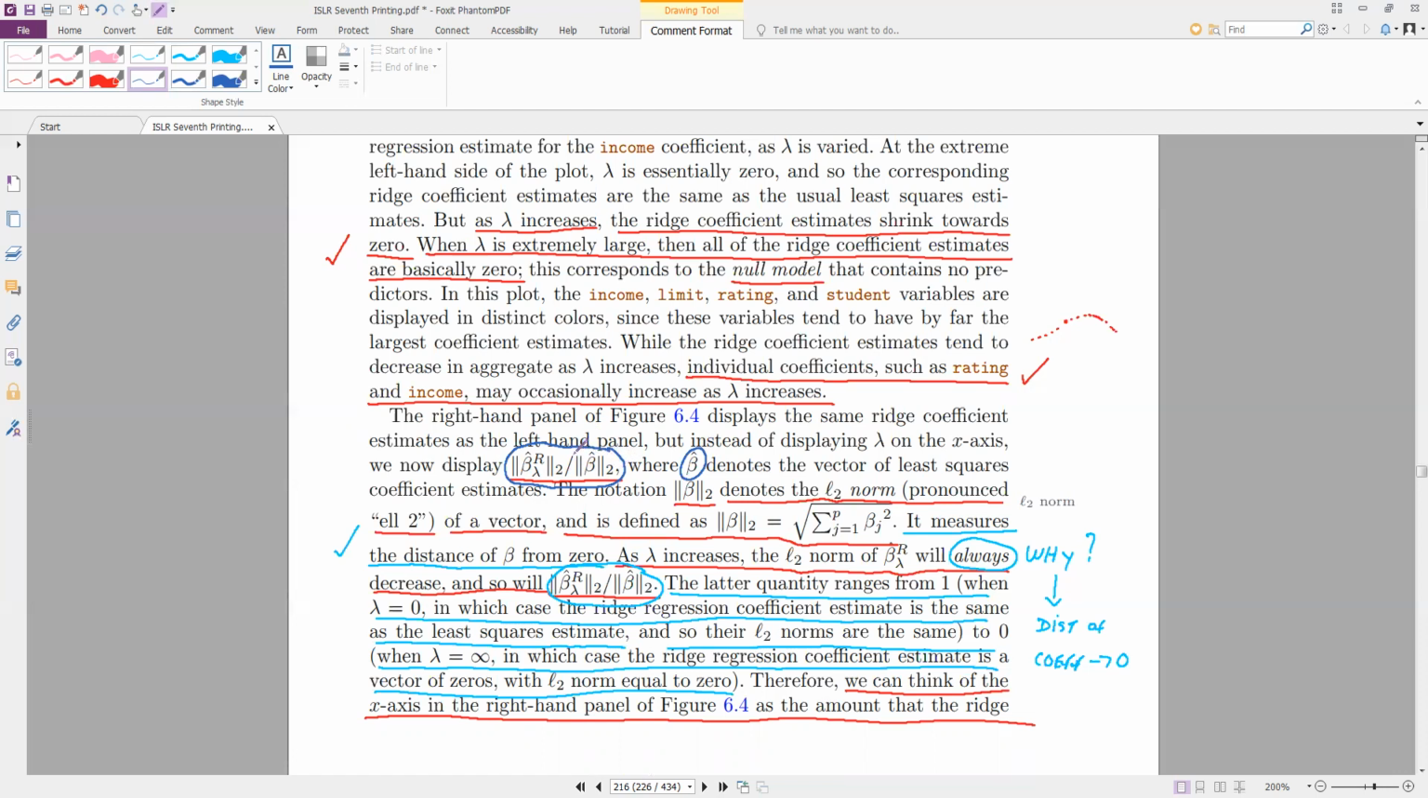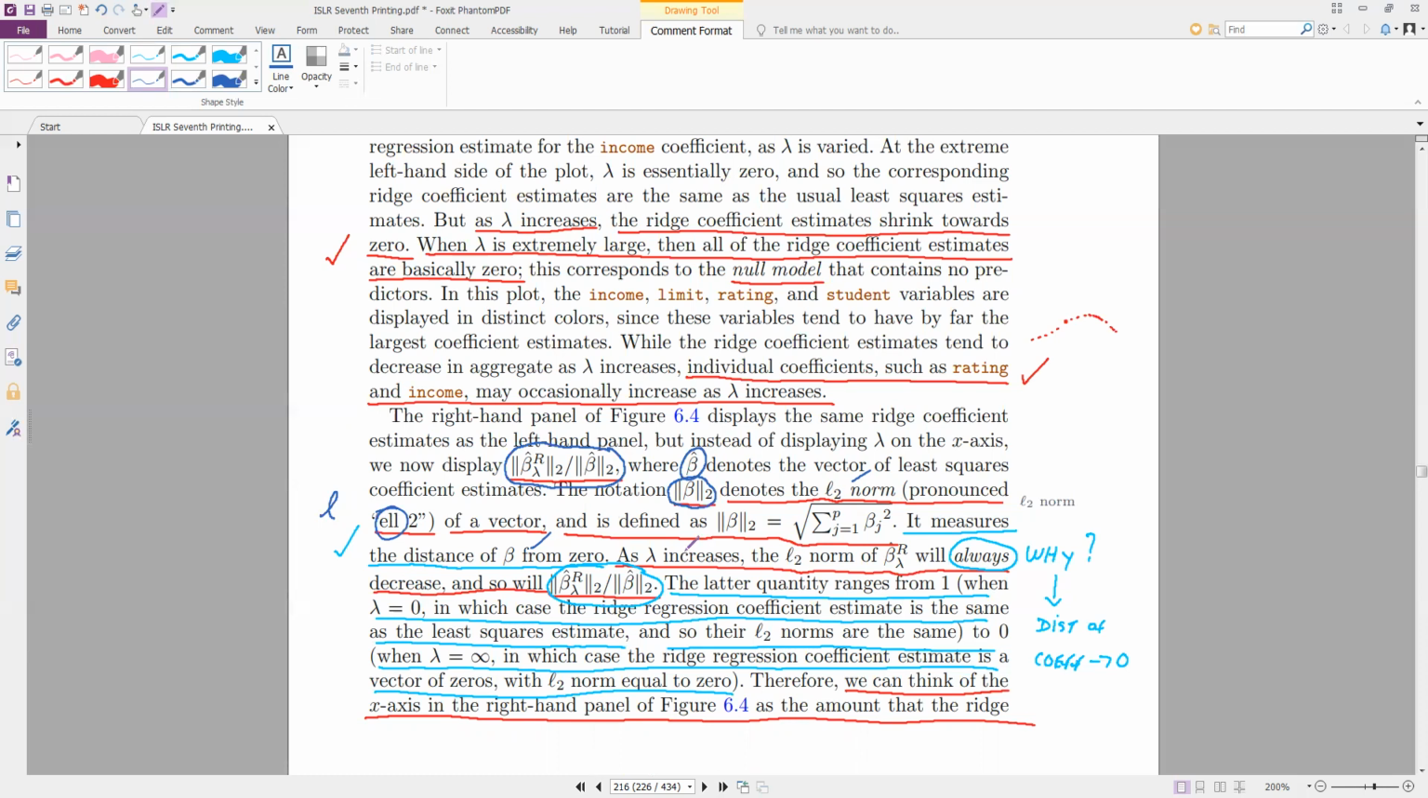Well, this is division. It's not a conditional probability. It's division. So you see on the bottom we have the B hat. That's the least squares. Now, what does the B with two lines sub 2 mean? Well, that's called the L2 norm. It's the L of a vector, defined as the sum of those squared coefficients, and take the square root. And that measures the distance of B from 0.